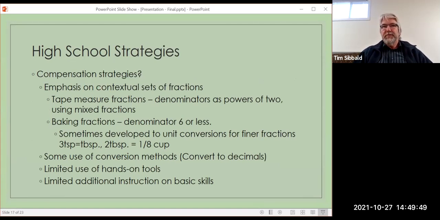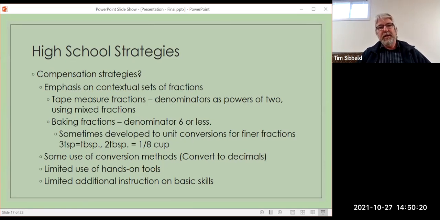As far as compensation strategies go, focusing on the tape measure fractions that all have powers of 2 in the denominator is a serious simplification that really helps. It leads to a limited procedural knowledge, but it can get students to make progress.